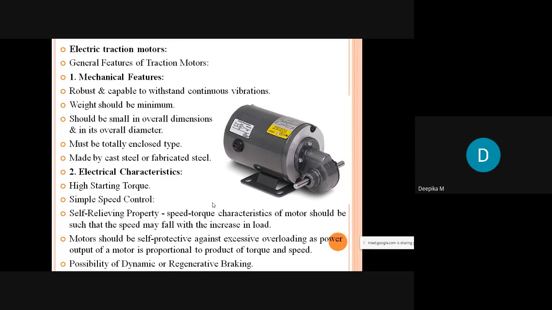Next is the possibility of dynamic or regenerative braking. If we want to bring a train to a rest position, then we apply the braking system. In the braking system, we have rheostatic braking, dynamic braking, and regenerative braking. Usually we avoid rheostatic braking. Why that is so, we are going to learn in the coming slides. Usually we prefer dynamic braking. Regenerative braking, if it is possible, is very good, because the power will be saved. Hence, there should be a possibility of dynamic or regenerative braking with respect to the motor.